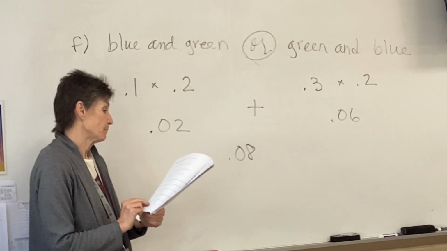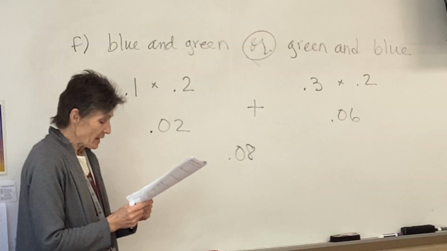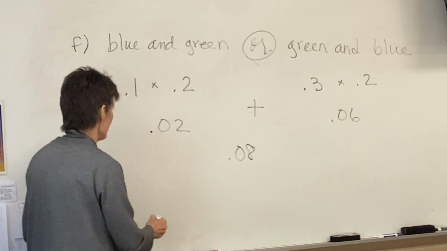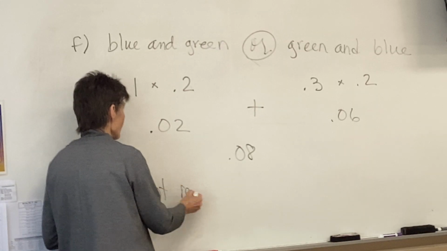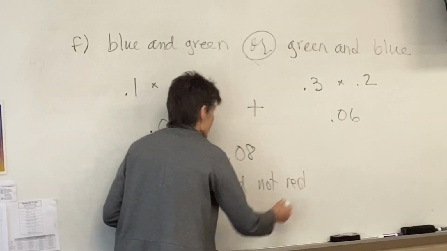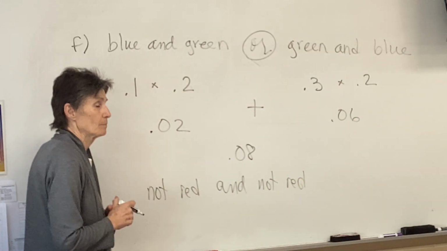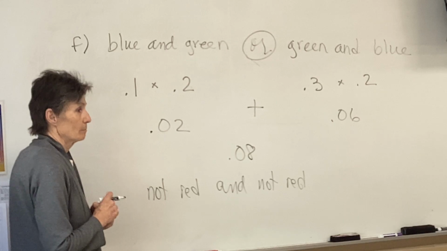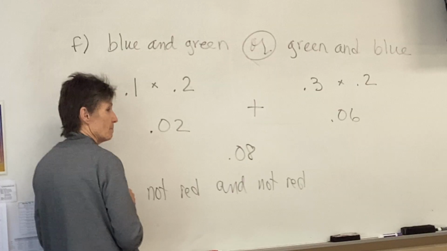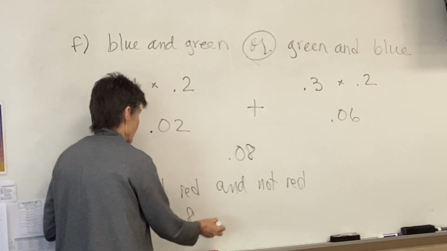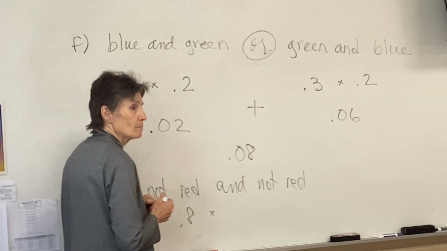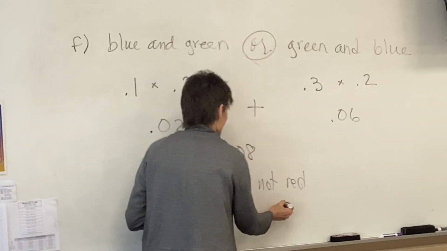Last one of this kind. If candy is chosen from each bag, what is the probability that neither will be red? So I want not red and not red. Neither is red. So no reds. Well, what's Maggie's not red probability? 0.8. And what's Elizabeth's not red probability? So the answer is 0.56.